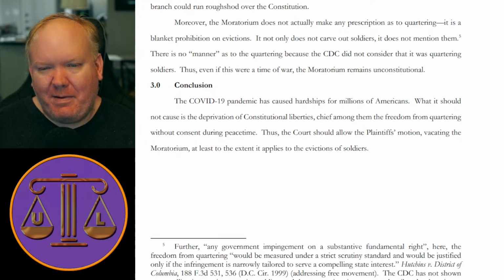The COVID-19 pandemic has caused hardship for millions of Americans. What it should not cause is deprivation of liberty. Chief among them, quartering. Thus, the court should allow plaintiff's motion vacating the moratorium, at least to the extent it applies to soldiers.